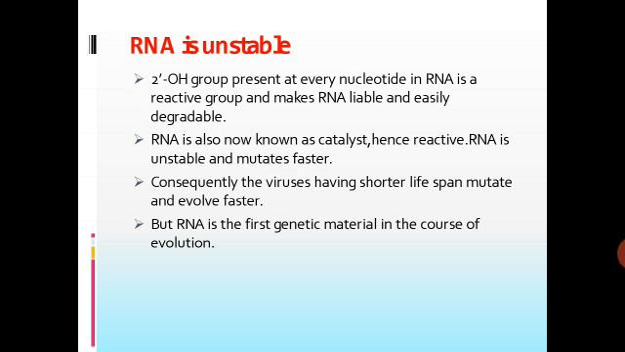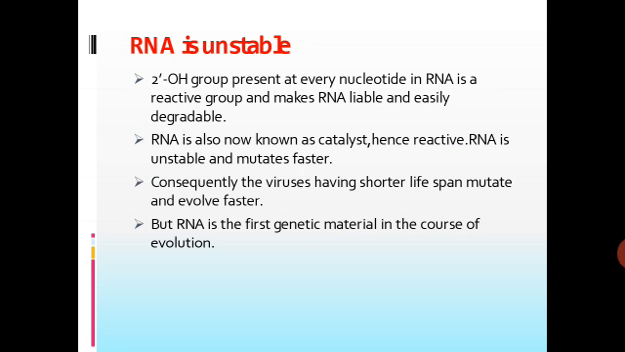Now let us see RNA. About RNA we'll study how RNA is unstable. The 2' OH group present at every nucleotide in RNA is a reactive group and makes RNA labile and easily degradable. RNA also acts as a catalyst, hence it is reactive. RNA is unstable and mutates much faster.